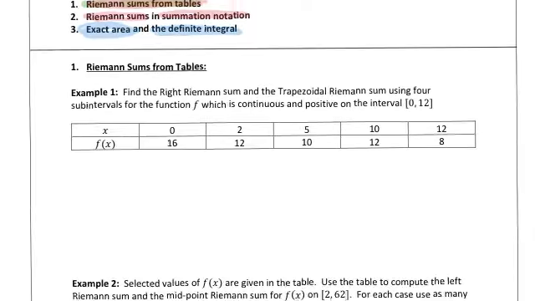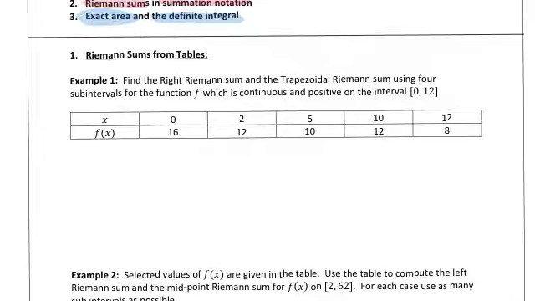So beginning with the Riemann sums from tables, first example says, find the right Riemann sum and the trapezoidal Riemann sum using 4 subintervals for the function f, which is continuous and positive on the interval 0 to 12. And then we're given the table.